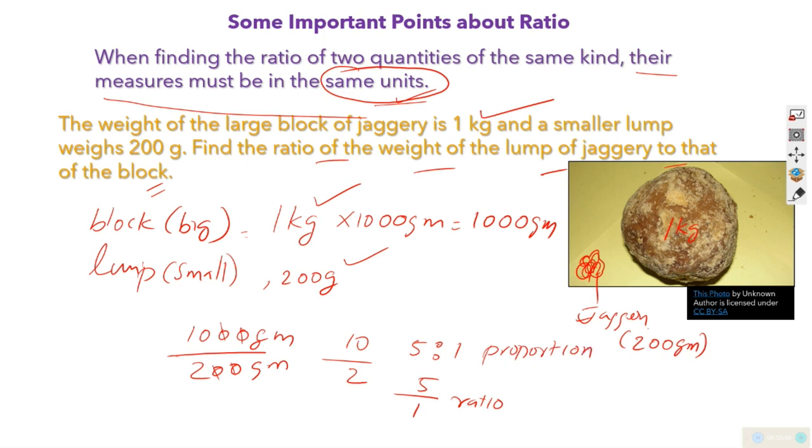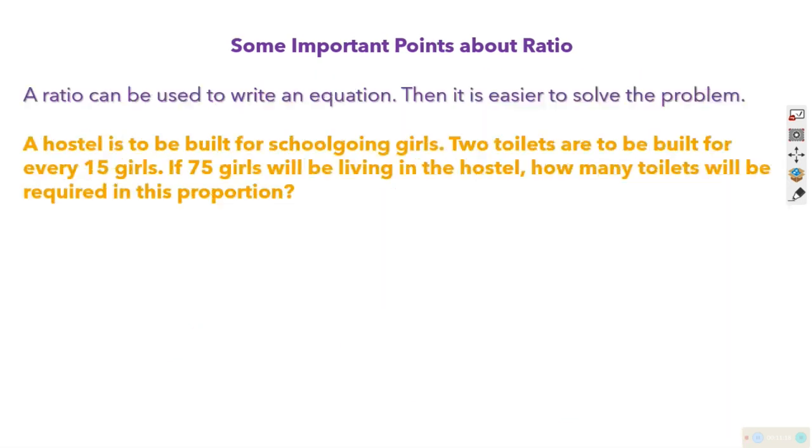Or if it is asked of lump with block, the ratio will become upside down. That means it will become 1 upon 5 and the proportion will become 1:5. You should check which one is asked, which way it is asked. Find the ratio of the weight of the lump of jaggery to that of the block. Your answer will be 1:5 in proportion and 1 upon 5 in the ratio format. Understood? So the question should be read thoroughly. Okay, so this is one important thing you should take care of: the unit must be the same.